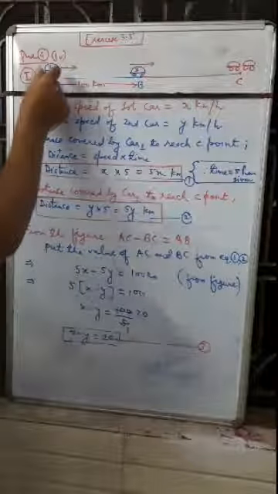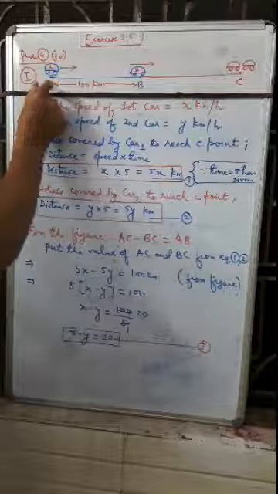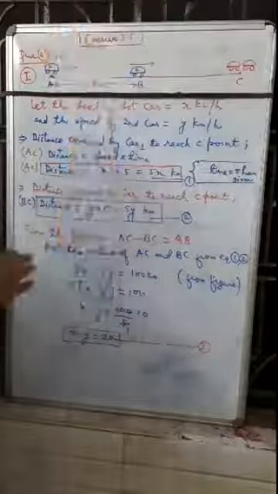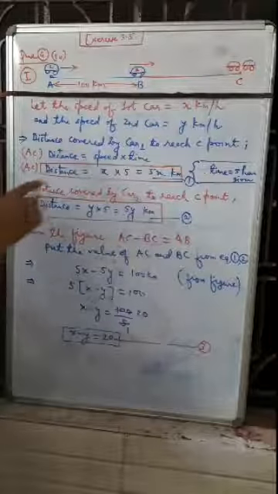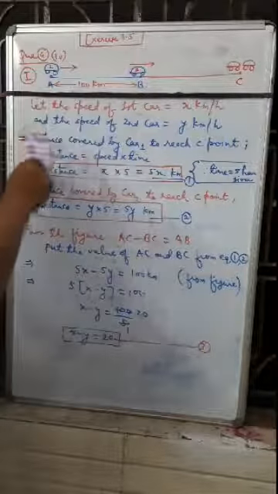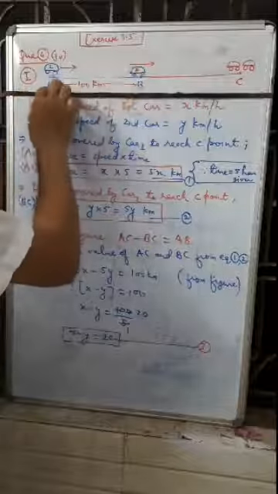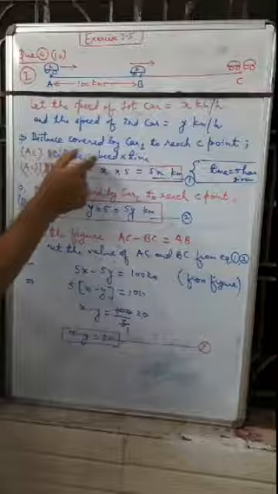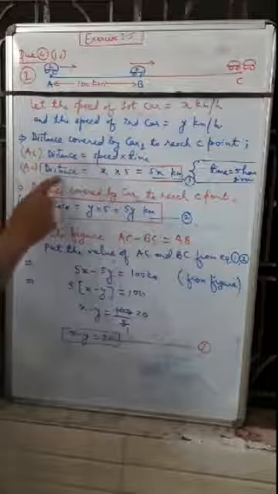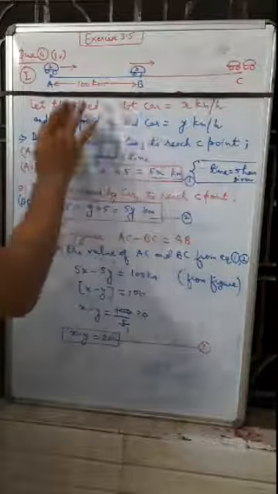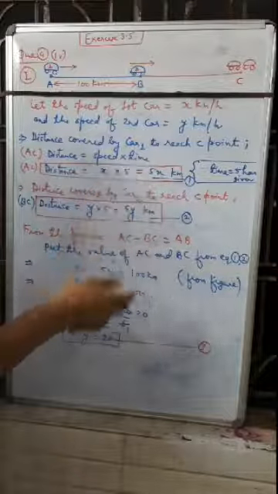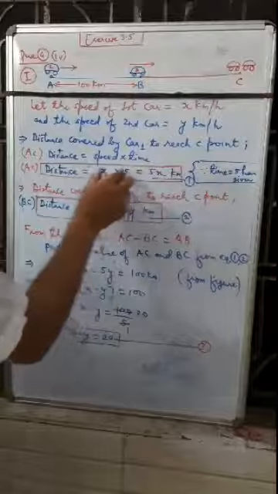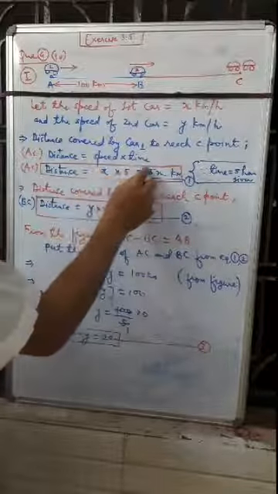The distance covered by car 1 from point A to reach C, which is AC. We know the formula, distance is equal to speed into time. So AC, distance is equal to speed into time. Now put the values. Speed is x km per hour for car 1, and time is 5 hours, which is given in the problem. So x into 5, that means 5x km.